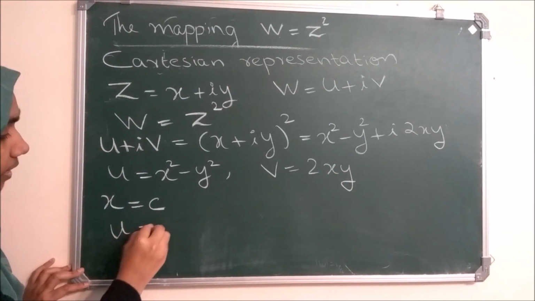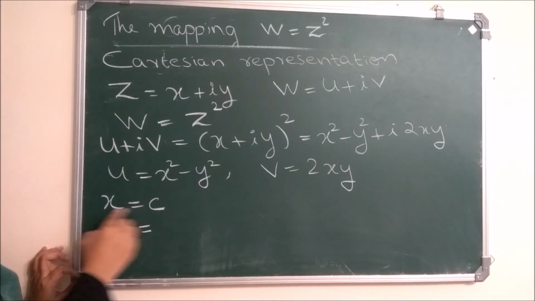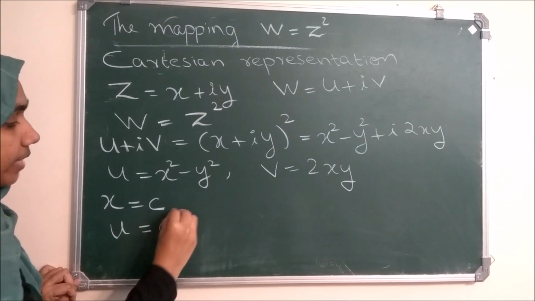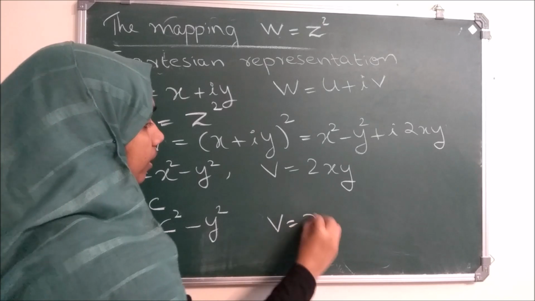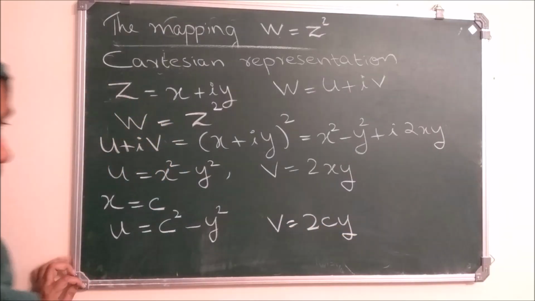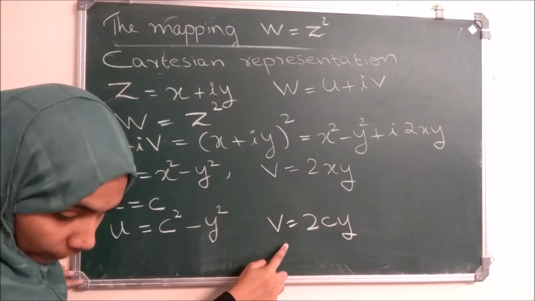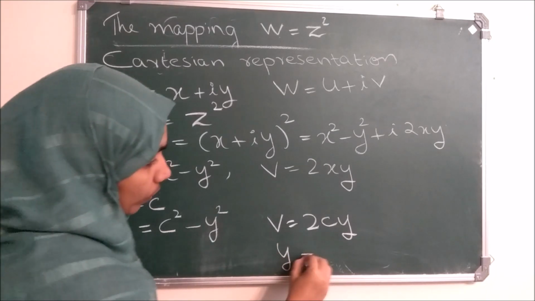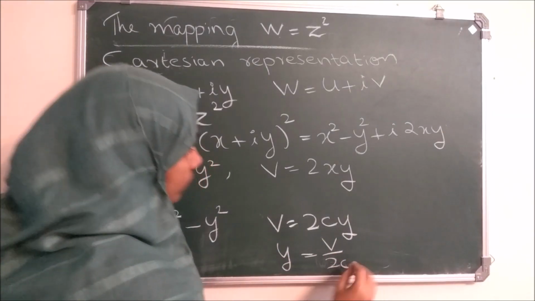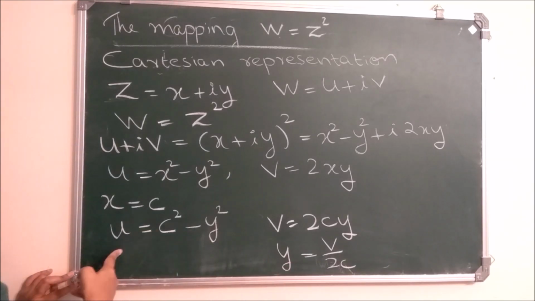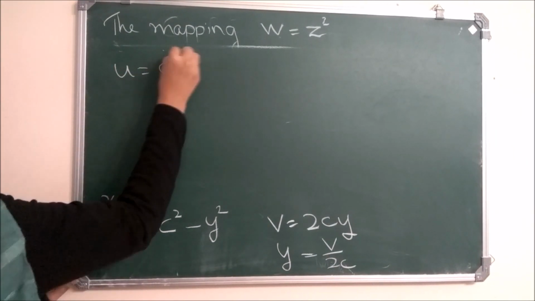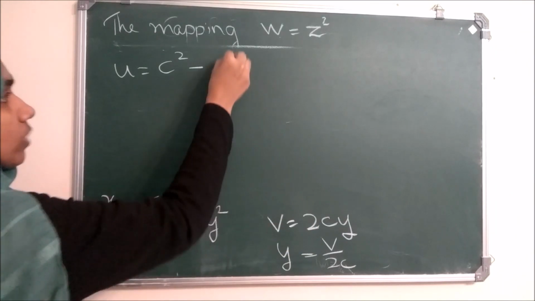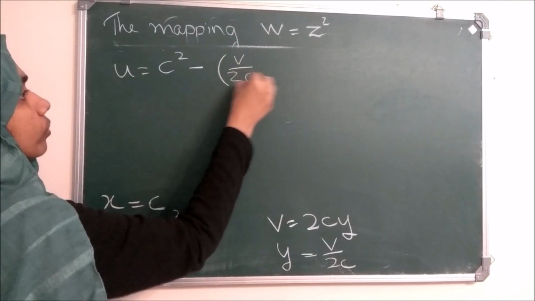So you can write U is equal to, here we want to find the image of X equal to C. So substitute X as C here. So C square minus Y square and the value of V is 2CY. Now from this you can find out the value of Y as Y is equal to V by 2C, and this value of Y you can substitute in this equation to find the value of U. In this you can see that U is equal to C square minus Y square. Y square is V by 2C the whole square.